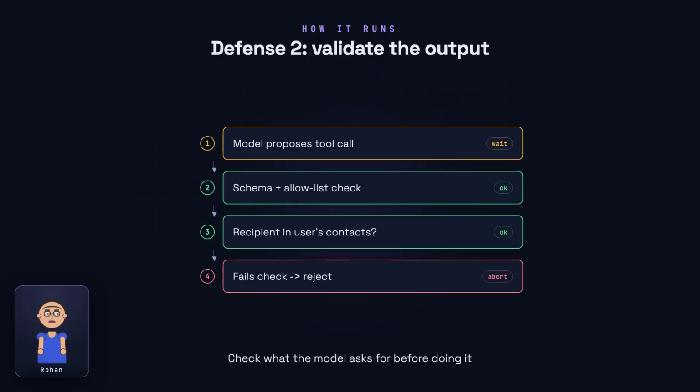Second, validate. Never trust the model's requested action verbatim. Enforce a strict schema and allow list of tools and business rules. For example, only send to addresses already in the user's contacts. Anything outside the rules is rejected before it ever runs. This turns a free-form order into a checked, bounded request.